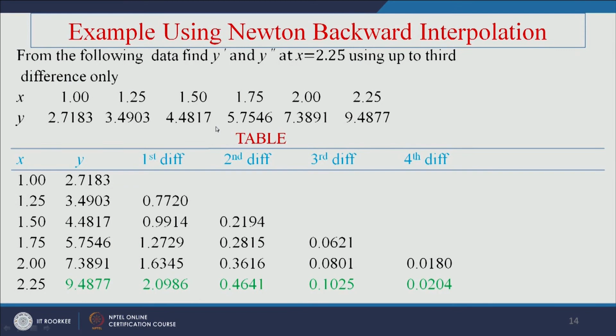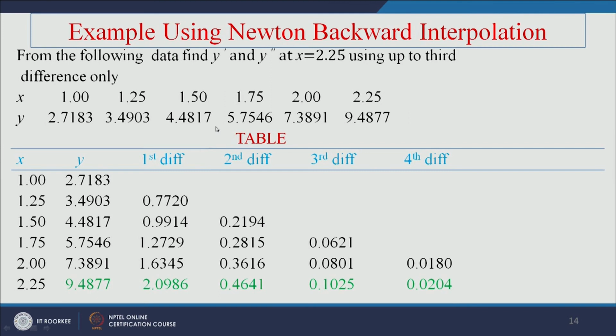And if you go for the set of data points, the data points are given as 1.00, 1.25, 1.50, 1.75, 2.00, 2.25, and their corresponding y values are 2.7183, 3.4903, 4.4817, 5.7546, 7.3891, 9.4877.